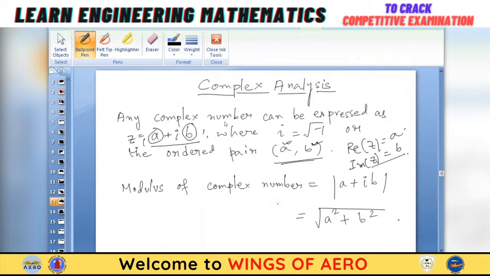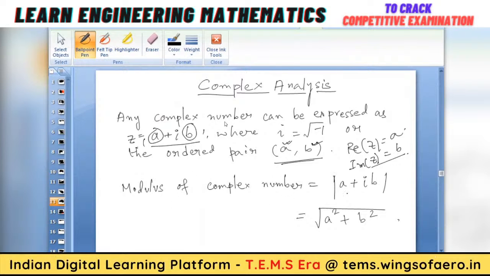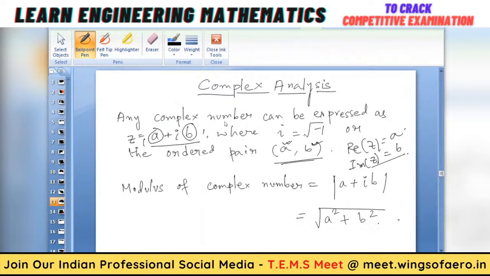Next, the modulus of a complex number A plus iB is the root of A square plus B square. Just like a vector, and nothing else.